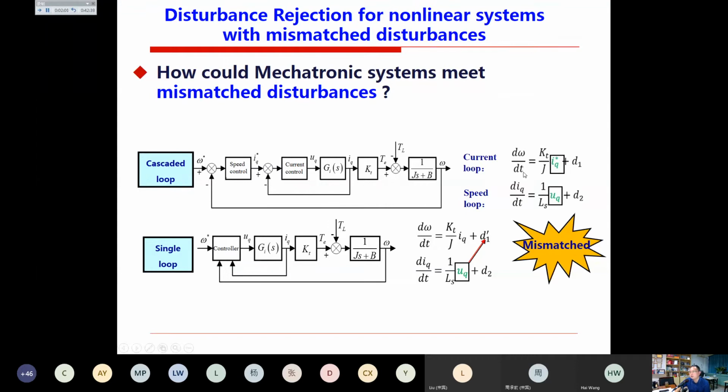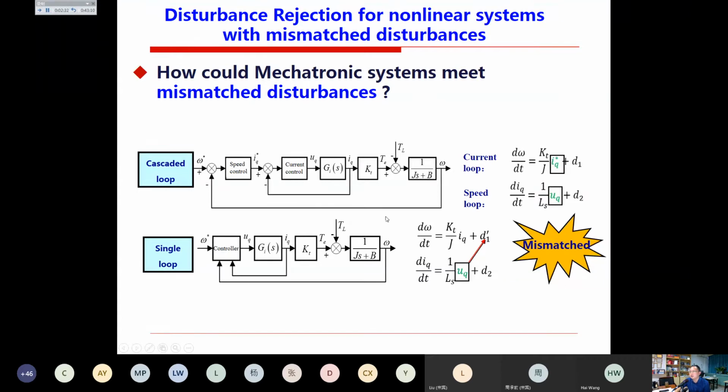So we treat the second-order control system as a first-order control system. In this case, you always have U plus D. The U and the D are in the same channel, in the same equation. It's called a matched disturbance. Because if it's matched, we can just use minus D hat, the estimate of the disturbance, to compensate in the same equation, right?